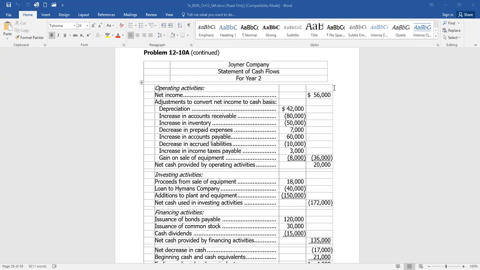So when a current asset increases, the effect on cash is decrease and vice versa. When a current liability increases, the effect on cash is an increase and vice versa.